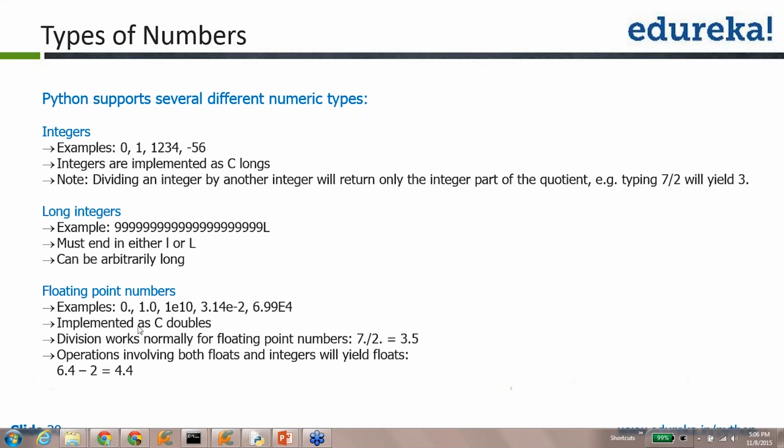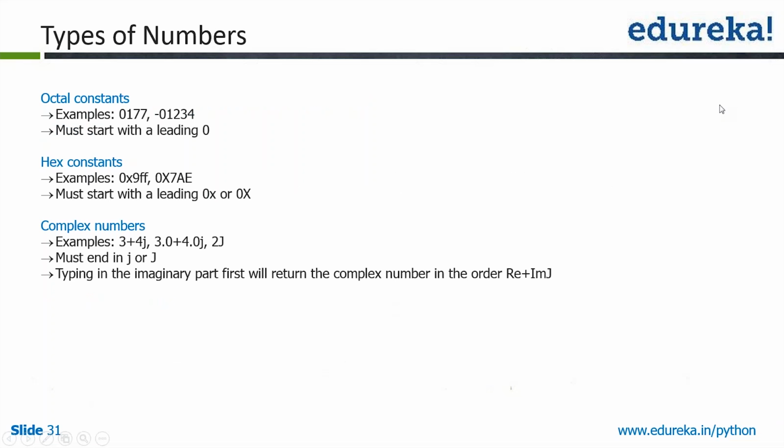Division works normally for floating point numbers, so you get to see the fractional part when you divide either an integer by floating, or floating by integer, or floating by floating. So if either the divisor or the number is floating, you get to see the fractional result generated. Operations involving both floats and integers will only yield floats. And then we have some other types of numbers in Python called octal, hex, and complex numbers.